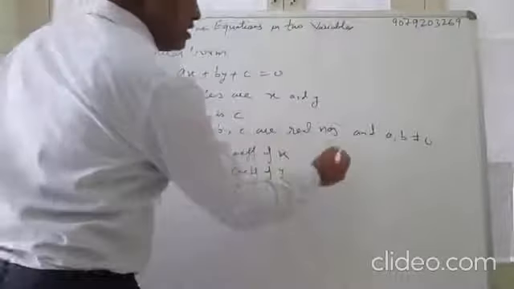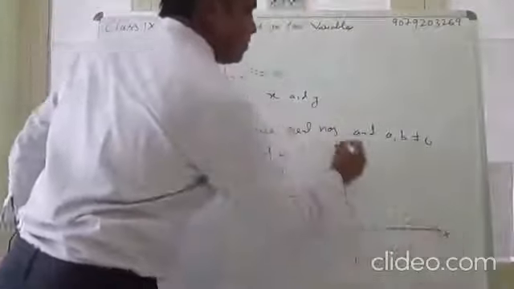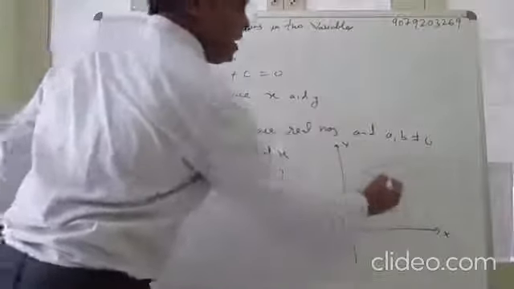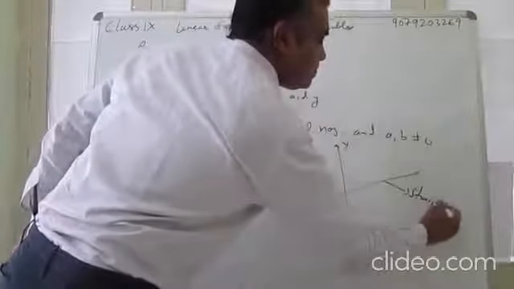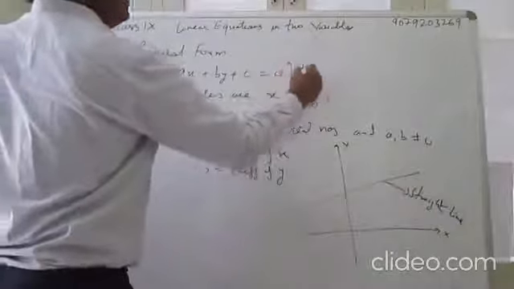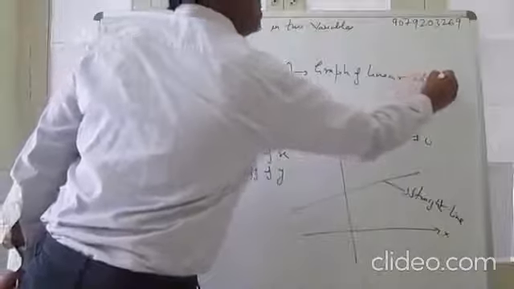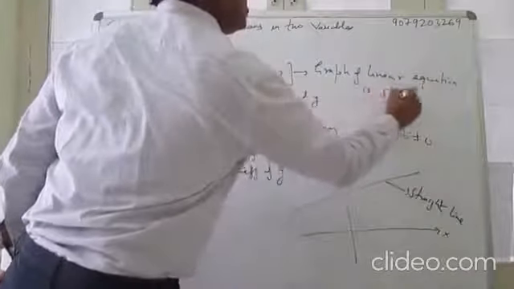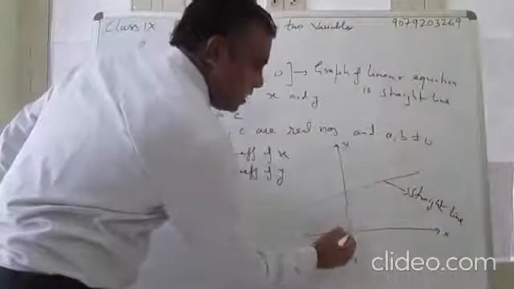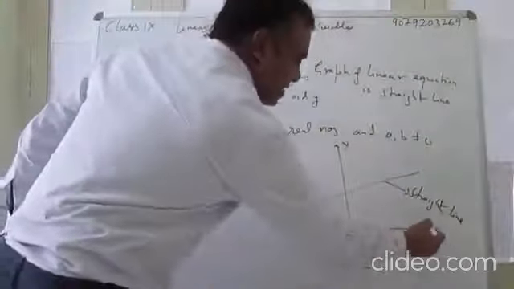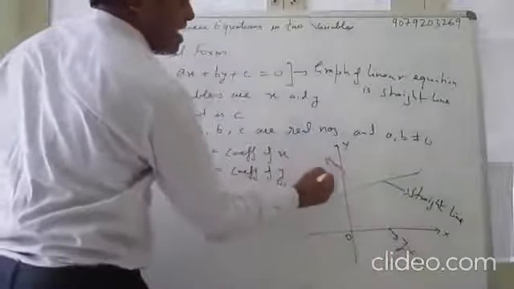Now, if you draw a linear equation in a graph, it becomes a straight line. The graph of a linear equation is a straight line. Here this is the intersecting point, the origin. On the x-axis, what is y? y is equal to 0. On the y-axis, x is equal to 0.